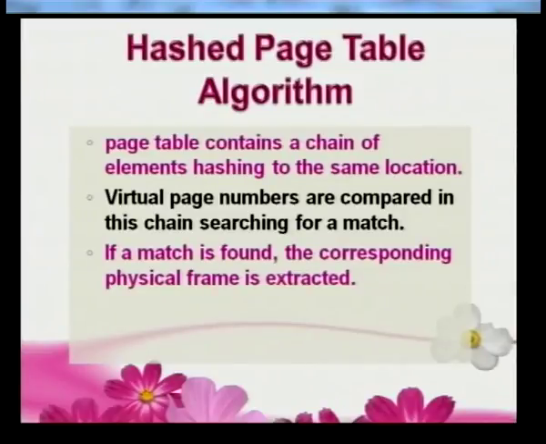Fundamentally, the page table contains a chain of elements hashing to the same location. These elements would be the frames. Virtual page numbers are compared in this chain searching for a match. There would be more than one element possible in the chain. If a match is found, the corresponding physical frame is extracted. If a match is not found, as usual in the paging mechanism, a page fault is generated.